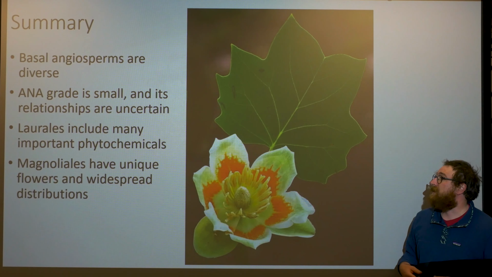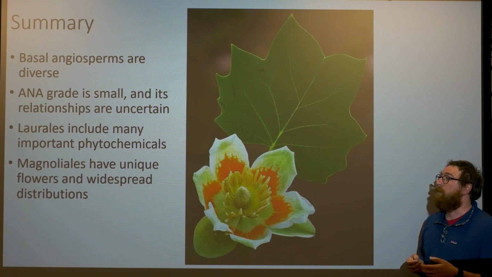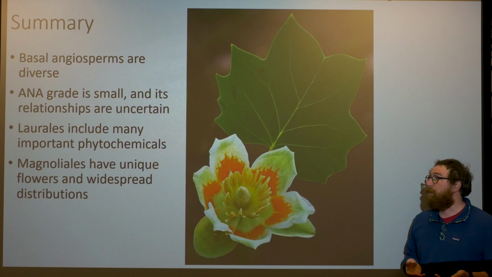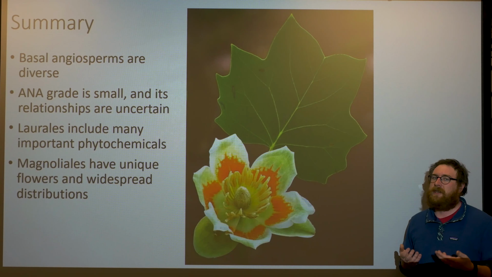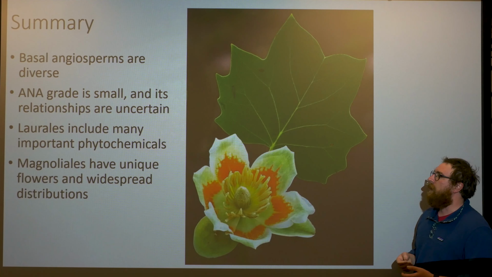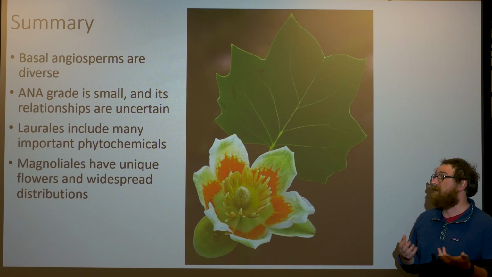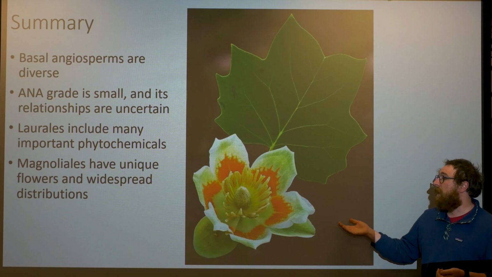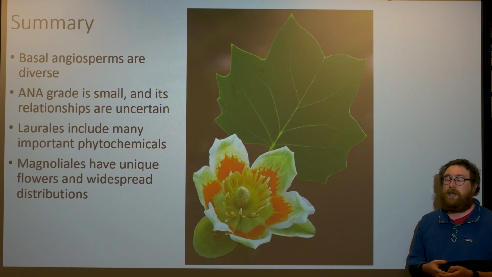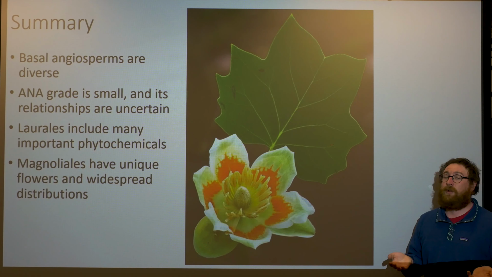So in summary, the basal angiosperms are diverse, especially in what they look like and what they do, but they might not contain a lot of species. The ANA grade is a very small group, but its relationships still need a long way to go for us to figure out exactly what was going on. And then with the magnoliids, we have the Nymphaeales, which include many important phytocompounds, especially things like cinnamon and avocados. And lastly, the magnolias are these magnificent, huge flowers that are widely distributed and probably represent the pathway of angiosperms to global domination.